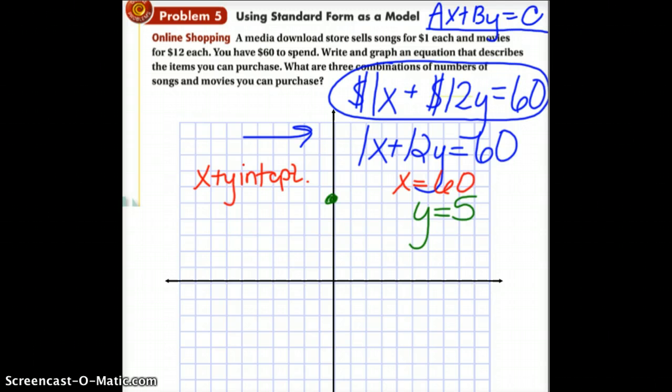Then to graph, y equals 5. X equals 60. I'd have to be counting by 30, 40, 50. Here's my 60. This is my graph of that equation. Then I could later find out what 3 combinations of numbers and songs I could get. Let's just do one example. If I bought 20, let's see, our x value is songs, I'd go up to see that I could find about 4 movies. That would be one combination, but you can get that right from our graph. Any of these points would be a combination of movies and songs.